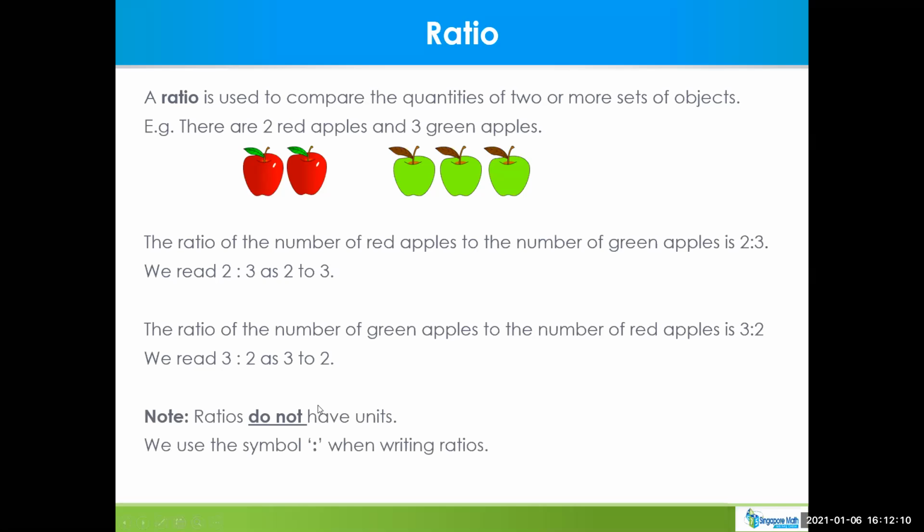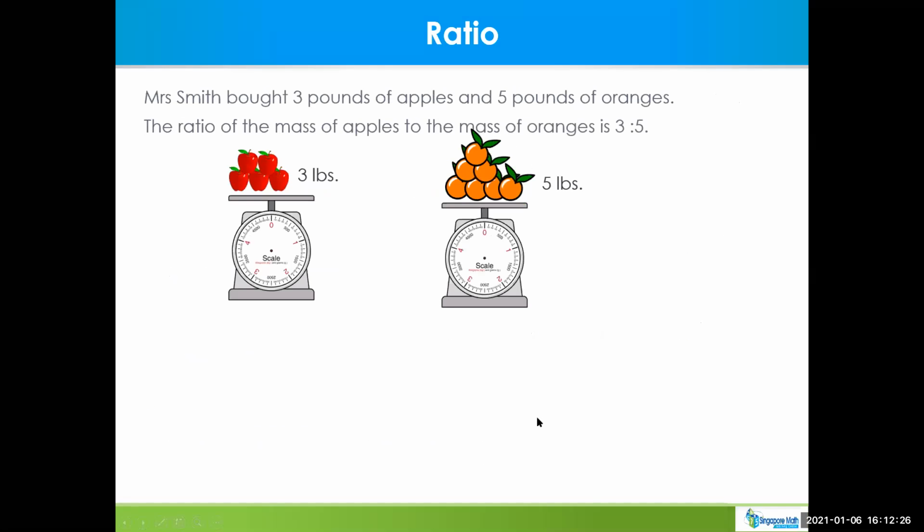Now, ratios do not have units. What they mean by that is that we do not say 2 meters is to 3 meters, for example. We just put 2:3. So Mrs. Smith bought 3 pounds of apples and 5 pounds of oranges. The ratio of the mass of apples to the mass of oranges is 3:5. So this is an example here. They do not say 3 pounds to 5 pounds. They just put 3:5.